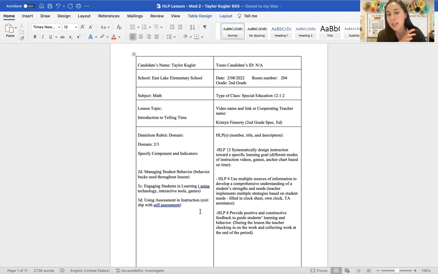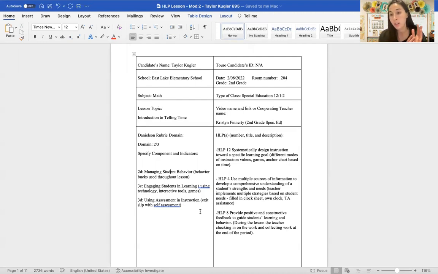In terms of HLPs, the type of design that I'm using is using different modes. So videos, games, anchor charts, and also being able to have them sing a song to memorize. Using multiple sources for a comprehensive understanding. So I'm going to be using different strategies.